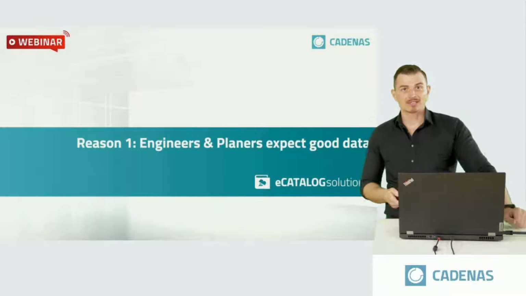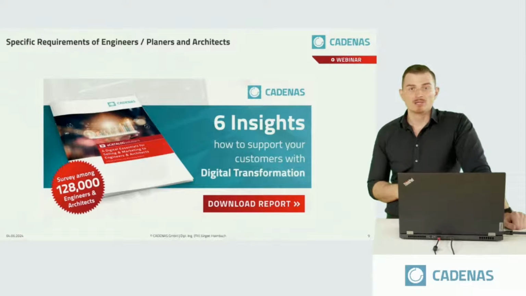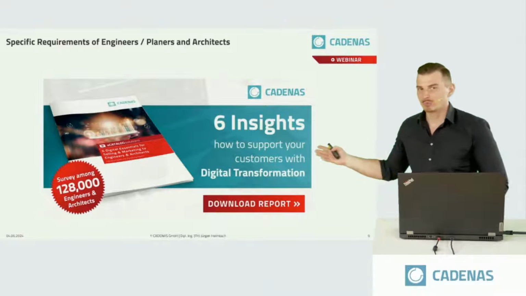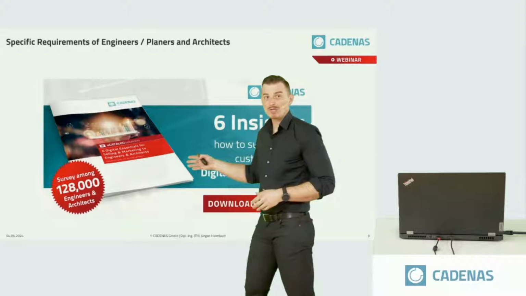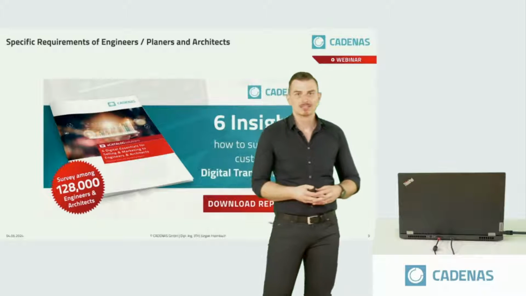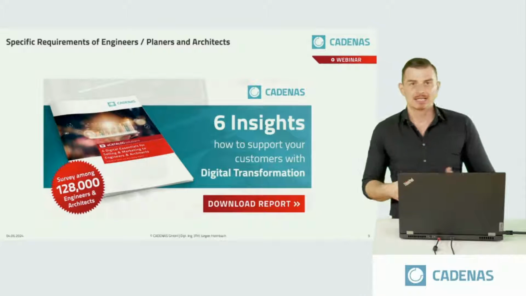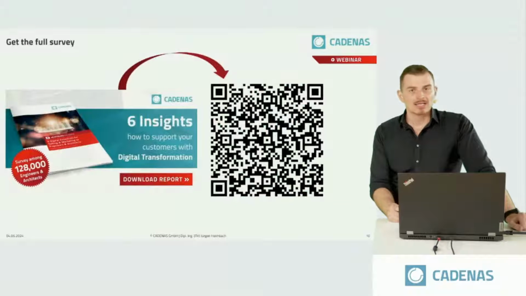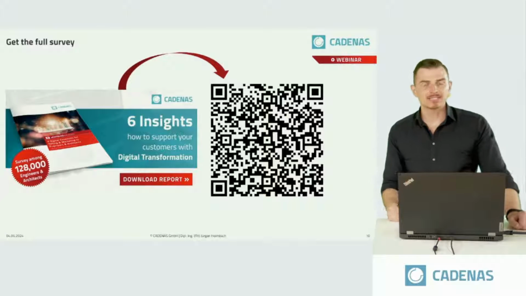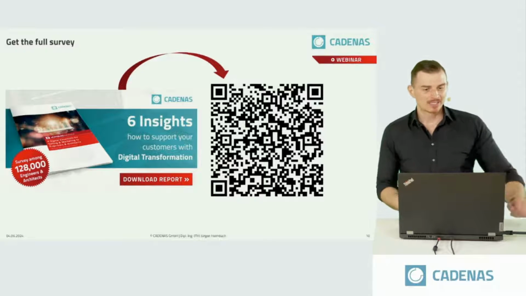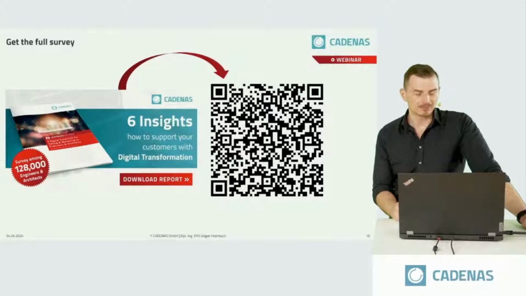And this is not something that we just say. We did one of the biggest surveys among planners, architects, buyers, and engineers. We asked 128,000 people, okay, what are your needs? What does the data need to look like? What do the attributes need to look like? What are your real needs? This is one of the biggest surveys in the industry, done in the USA, in Europe and also in Asia. We will touch on some details today, but if you want the full report, just scan the QR code and you can have a look at it in more depth afterwards.